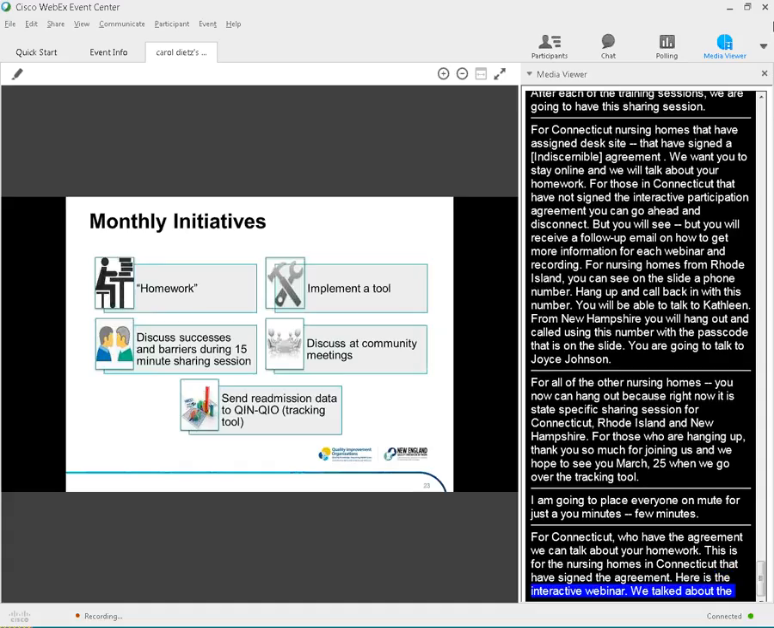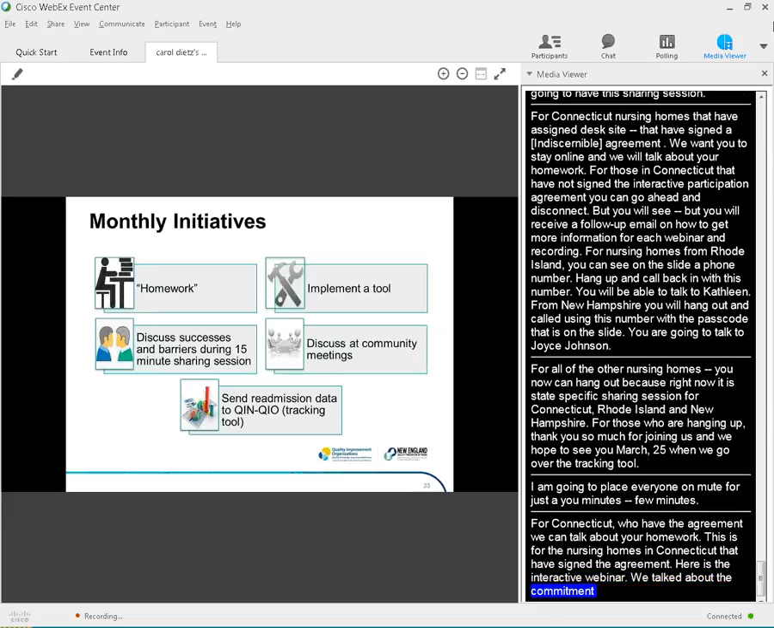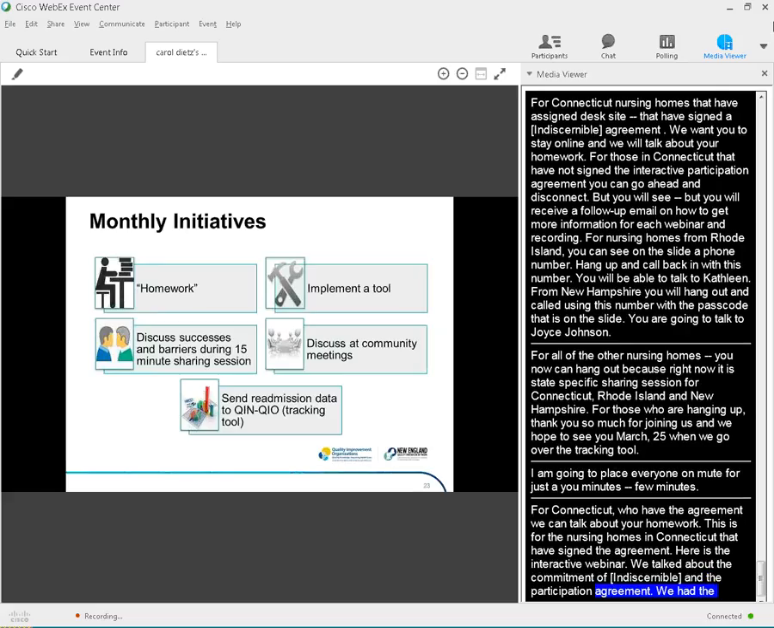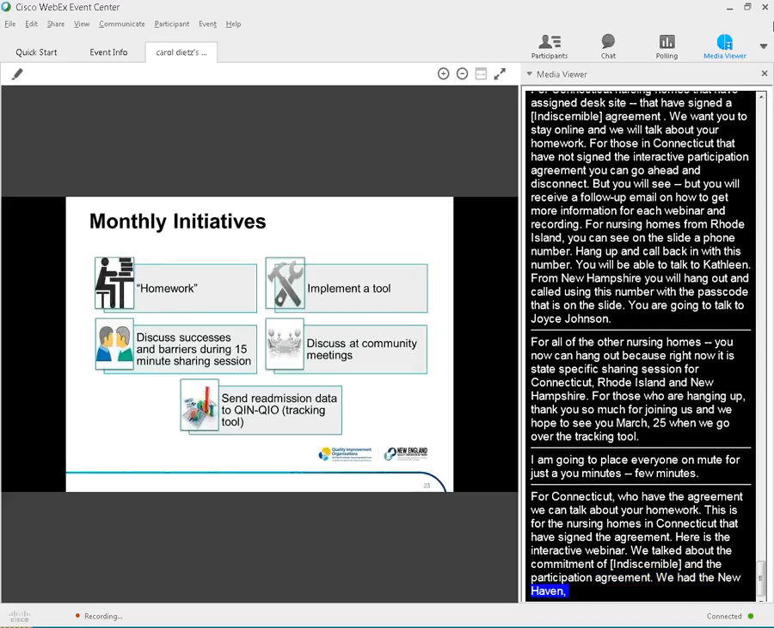We talked about the commitment of your community leaders, and also the commitment of the nursing homes that have signed the participation agreement. The three communities that we are working with in Connecticut are the New Haven community, the Middletown community, and the Hartford community, which includes Greater Hartford community, which is the Hartford Hospital, and also we have the St. Francis community, that's St.